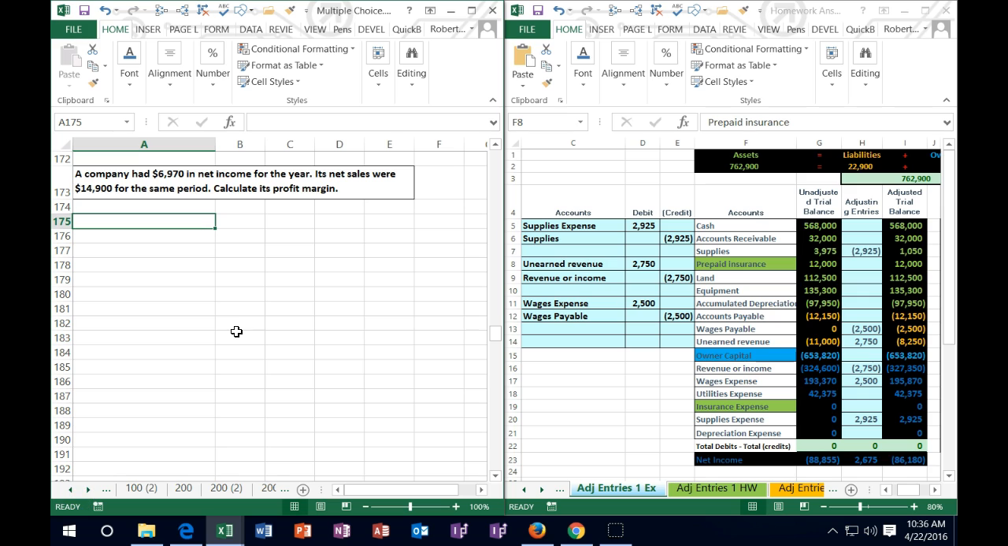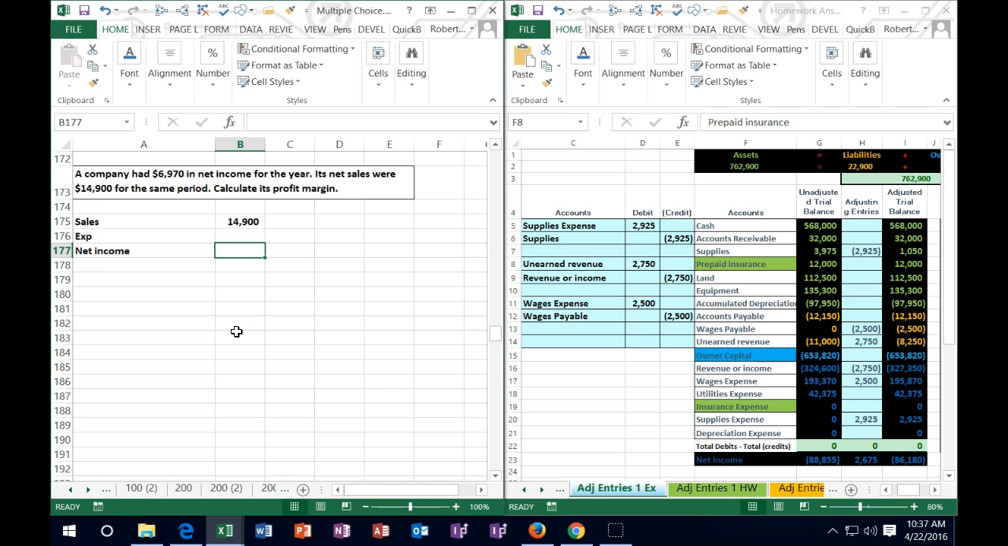Next one says that a company has $6,970 in net income for the year. Its sales were $14,900 for the same period. Calculate the profit margin. All right, so the profit margin, that's going to be a percentage. And so in order to do this, we're going to take first our income statement type calculation. We have sales. Sales is going to be $14,900. We're going to take all of our expenses. I'm just going to group them. This is total expenses. We don't know what that number is. They gave us net income.